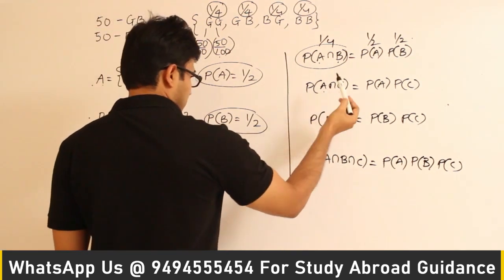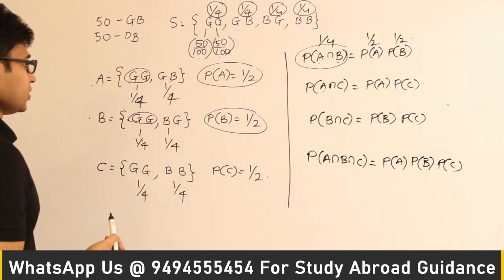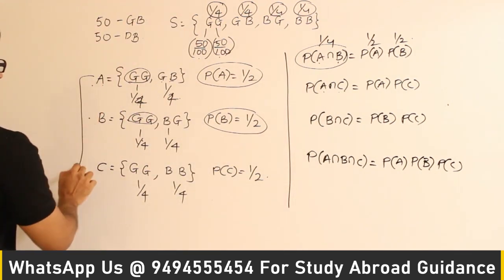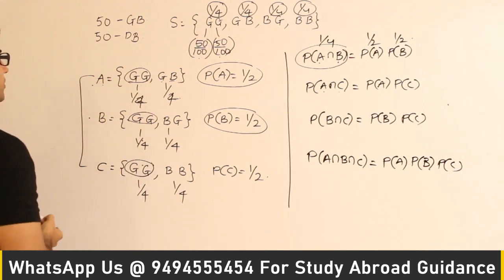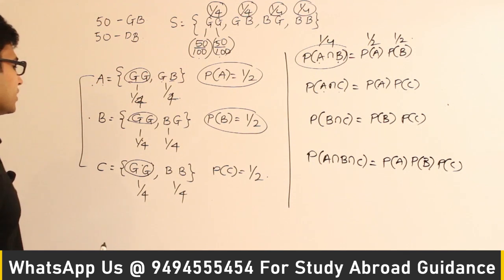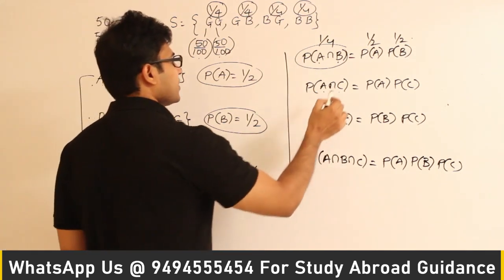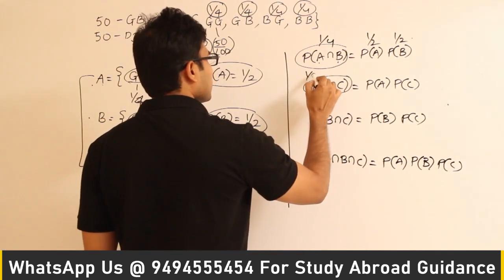Now what about A and C? P of A intersection C. Now if you see A and C, the intersection is again good and good, right? Good bulb and good bulb. Now what is that? The probability is going to be 1 by 4, which means this left hand side turned out to be 1 by 4.